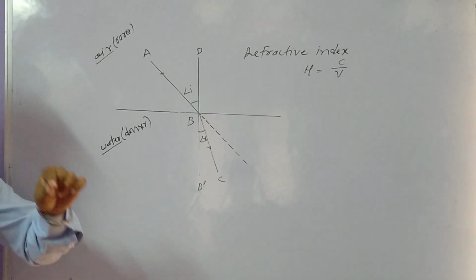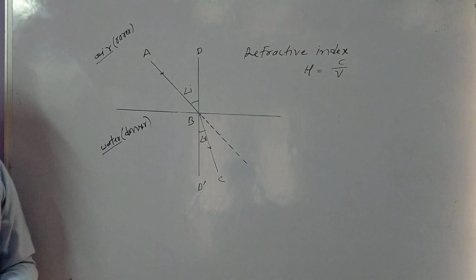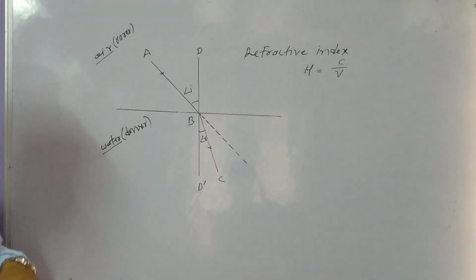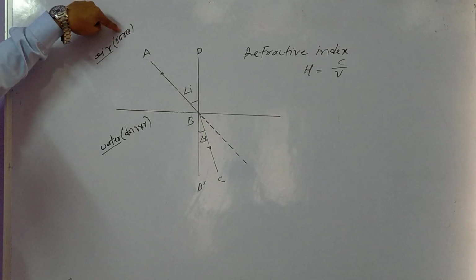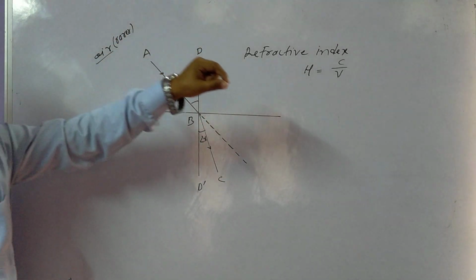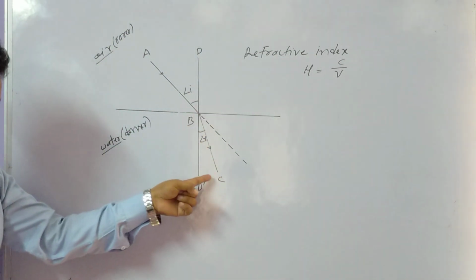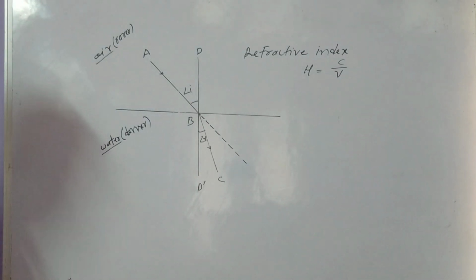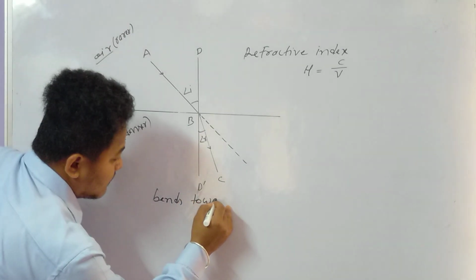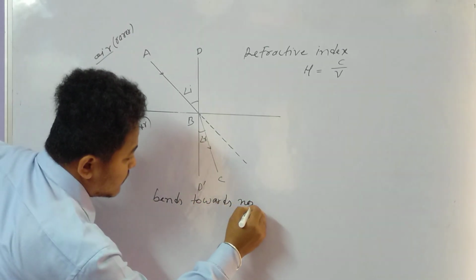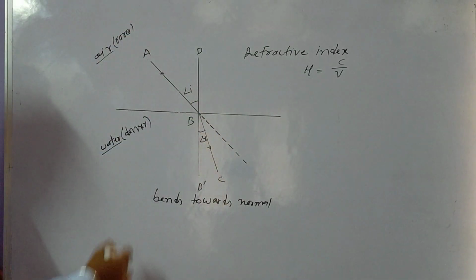There is a particular chart where you can find the refractive index of water, air, glass, all these things. Now in this case, if I consider that light is traveling from air, from rarer to denser medium, then what happens? The refracted ray bends towards the normal. That means I can write that here it bends towards normal.